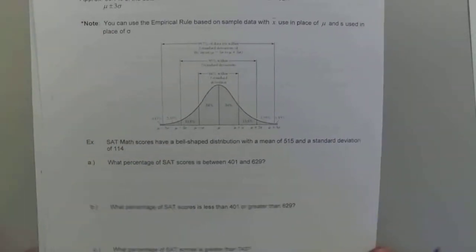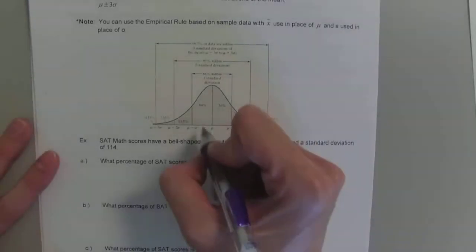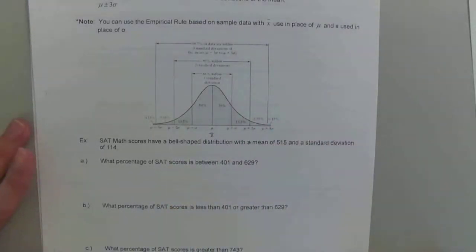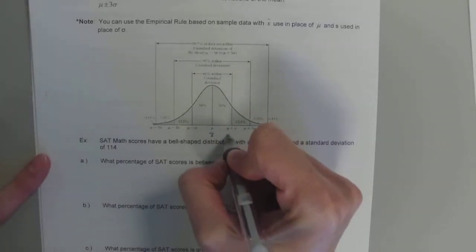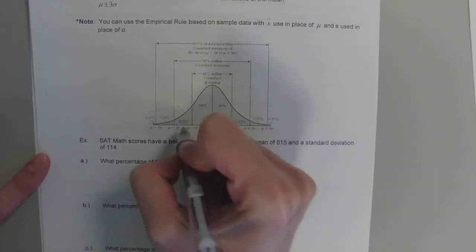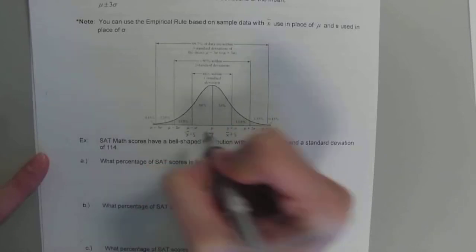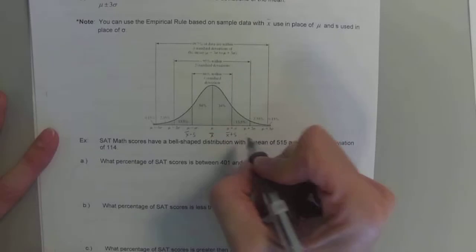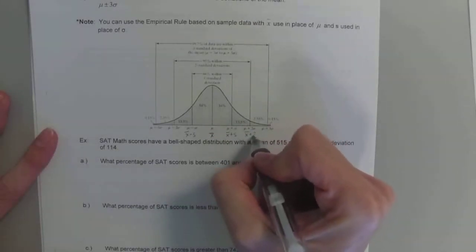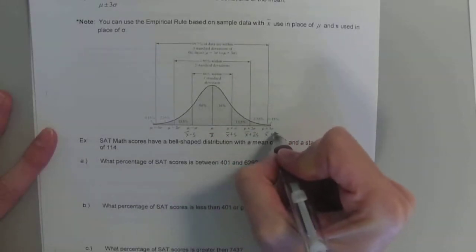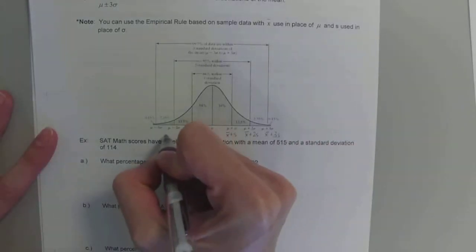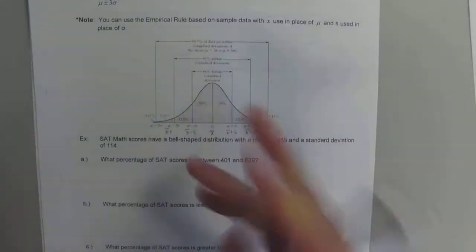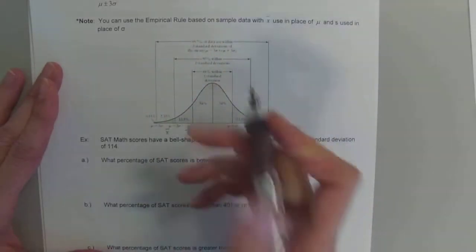Just a little note, you can use the empirical rule with sample data. You would just use x bar for the mean in the middle, right? Instead of plus or minus mu, you would just do plus or minus s. So it's the same idea, but you're using the correct symbols for sample mean and standard deviation. So that whole thing could be rewritten using x bar as your mu and s as your deviation.